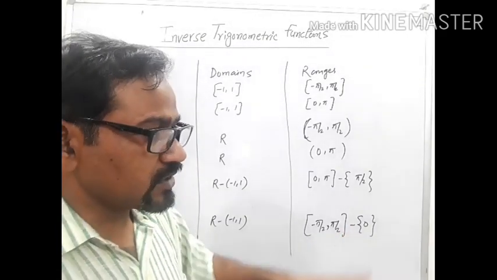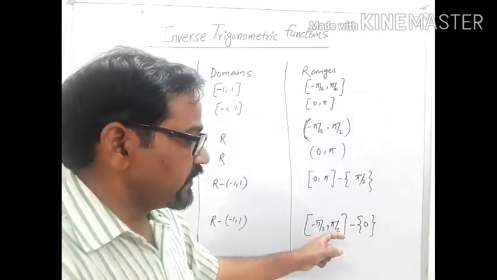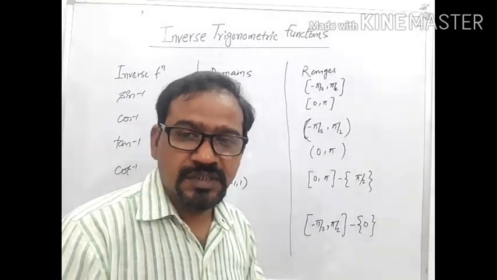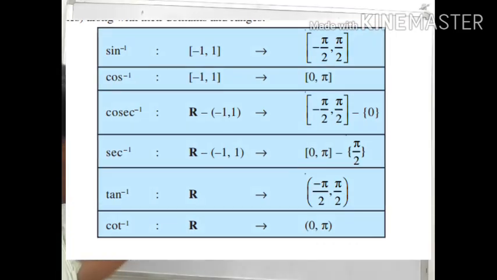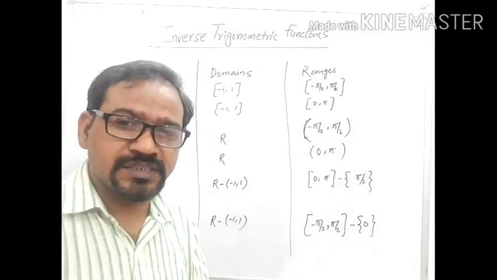Why has 0 been excluded? Because at 0 cosec is infinite, so infinite values do not come in this range. Therefore these are the domains and ranges. We have to learn it and we have to understand this.